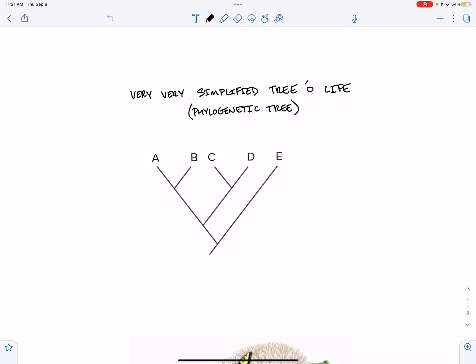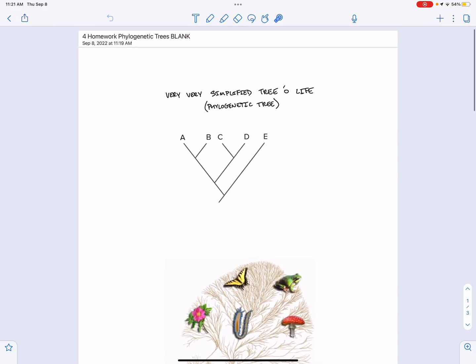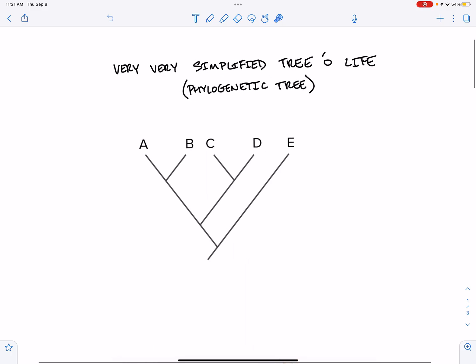I guess this is definitely connected to evolution and the diversity of life. So we're going to be talking today about how to read a phylogenetic tree or a simple tree of life, and then we're going to look at some more complicated trees and talk about the benefits and downsides of this type of schematic.